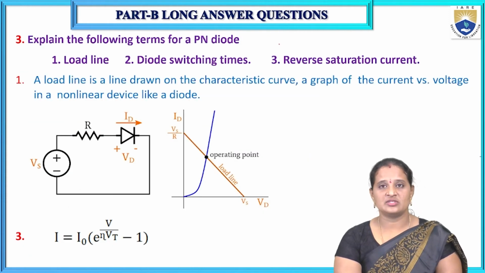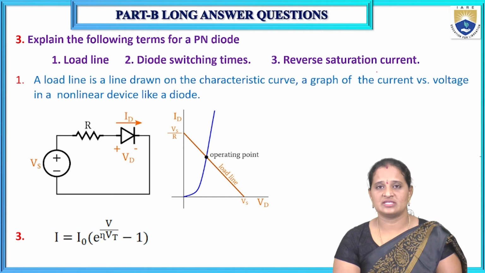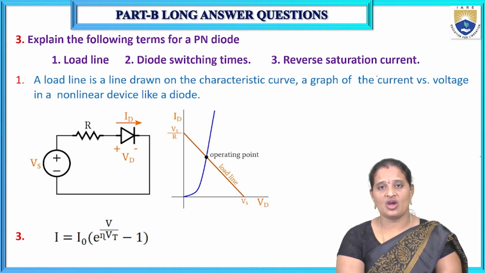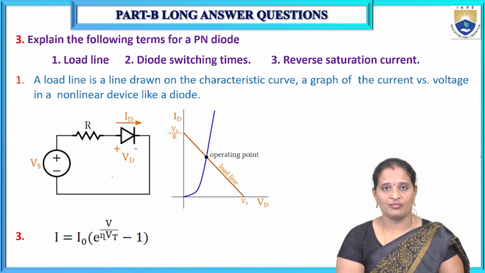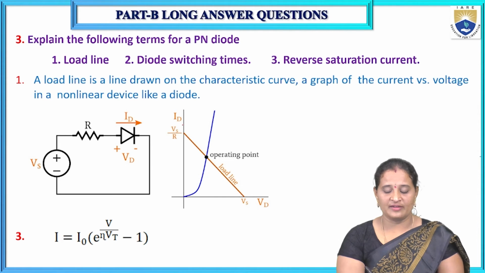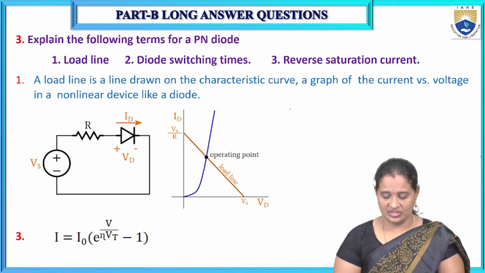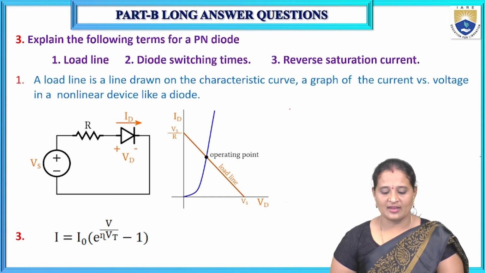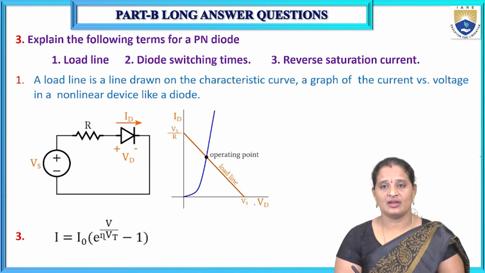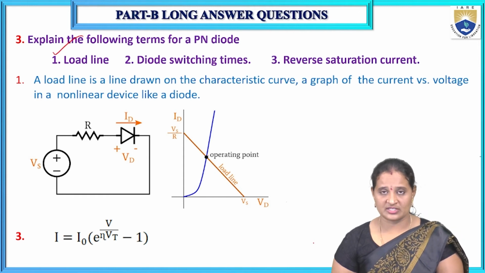Explain the following terms for a PN junction diode. So what are the terms here? Load line, diode switching times, reverse saturation current. So just draw the PN junction diode circuit diagram with an external voltage source applied here, and define a load line. What do you mean by load line? How to draw the load line? Just mention the procedure, then draw the load line and explain the operating point. This is for the first one.